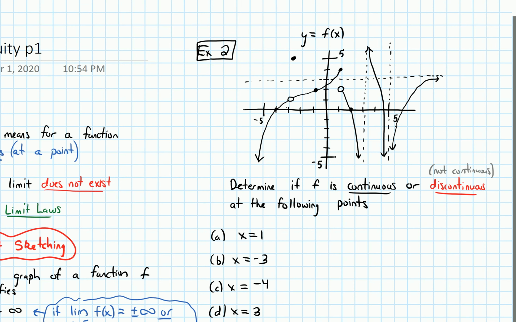In this example, I'm going to use a graph from one of the videos from the previous section, 3.1. I have this graph, and what I want to do now is determine if my function f is continuous or discontinuous, and discontinuous just means not continuous, at the following points. There is a very conceptual way to think about whether a function is continuous or discontinuous, and I'll mention what that is after we work this problem out, just using the definition, because I want to make sure that the definition makes sense and we're able to apply it.